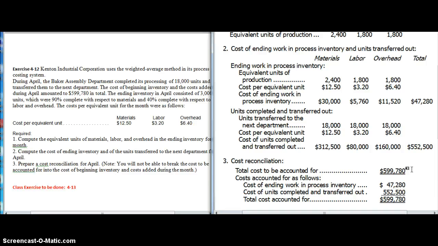If you have any questions, feel free to ask me. But based on the method in which this question has been solved for you, you will now solve exercise 413 given to you in the worksheet.